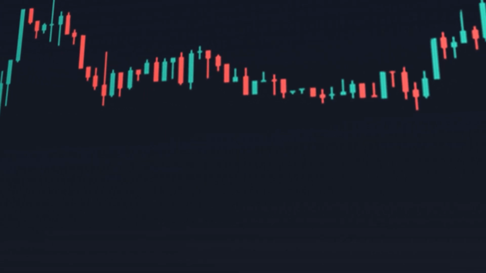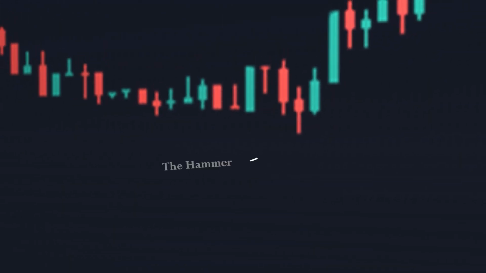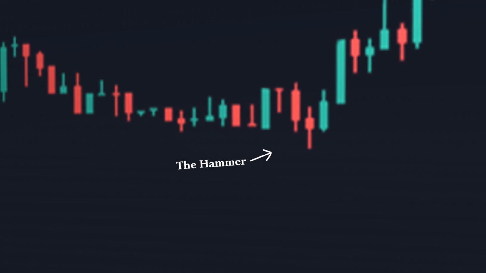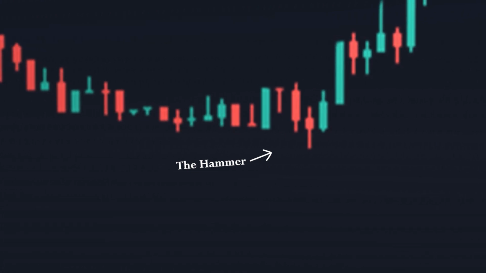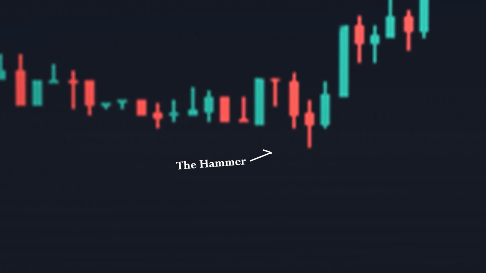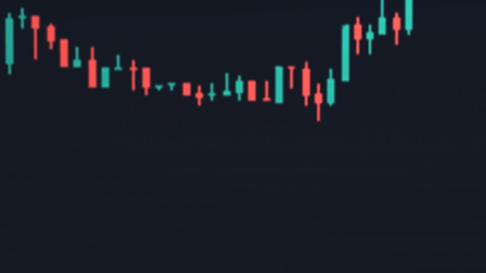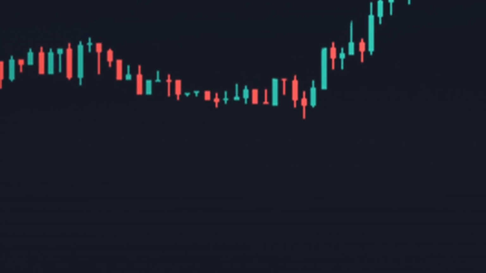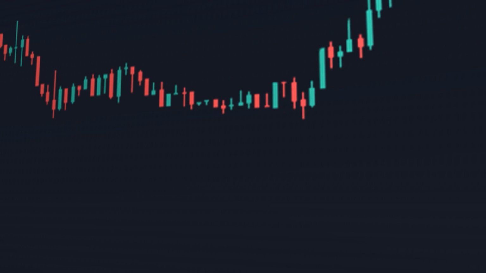Spotting the hammer. Transitioning now from the broader view of our bullish trend, we arrive at a pivotal moment of decision, the entry point. Among the most reliable harbingers of opportunity is a pattern known as the hammer. Picture this. A candlestick with a small body at the top and a long wick below. It resembles a hammer, ready to strike.